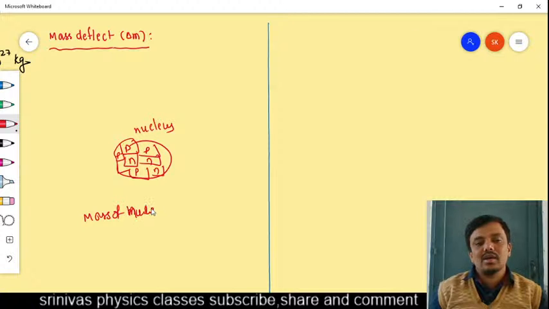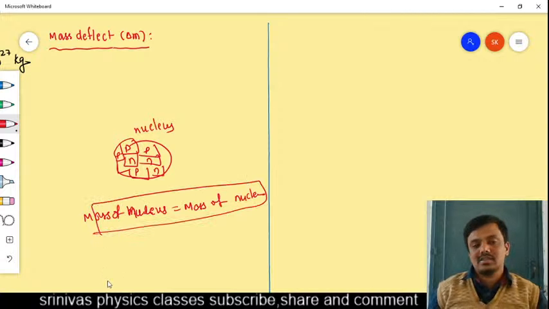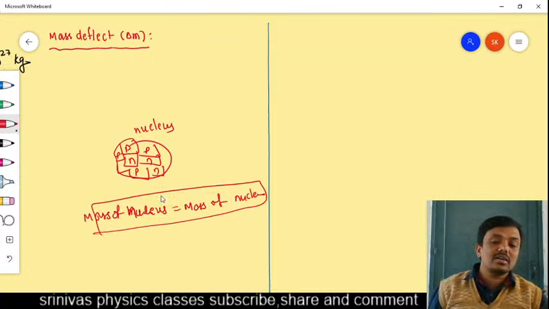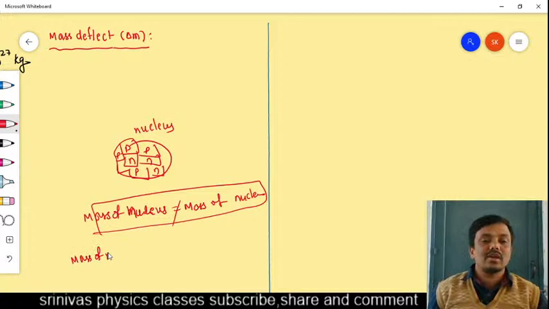Mass of nucleus must be equal to mass of constituent particles. What are the constituent particles? The nucleons. Mass of nucleus must be equal to mass of nucleons, because the nucleus is made up of nucleons, but that is not equal in practice. They find that the mass of the nucleus is less than the mass of nucleons.